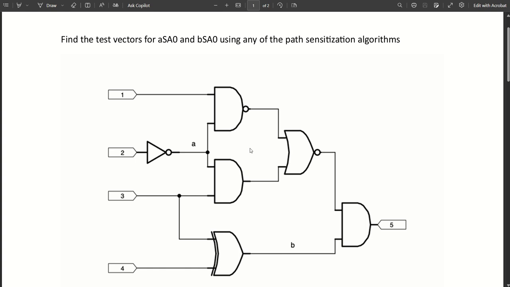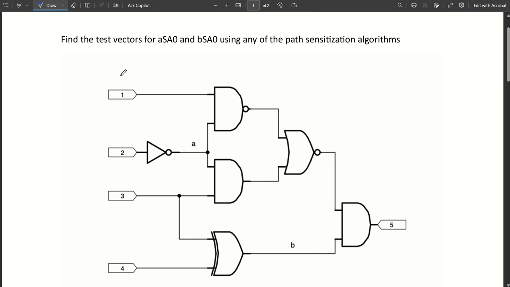Using any of the path sensitization algorithms. So for path sensitization, what you have to note is that we'll first try to traverse the circuit in one path, right? Like we'll allow the error to feed up to the end. Then we'll try to bring the error backwards, right? And see if it makes sense according to our assumptions.